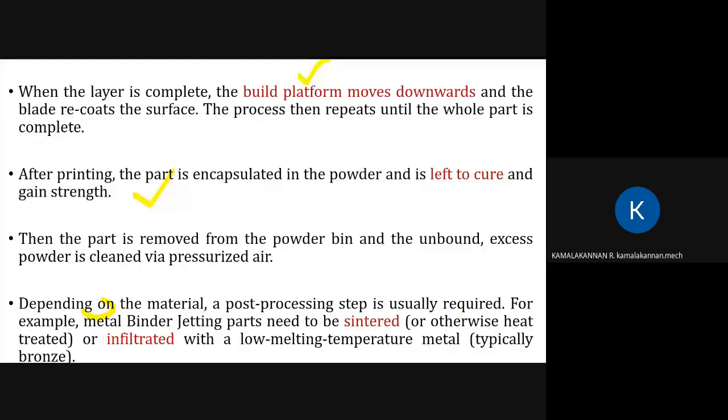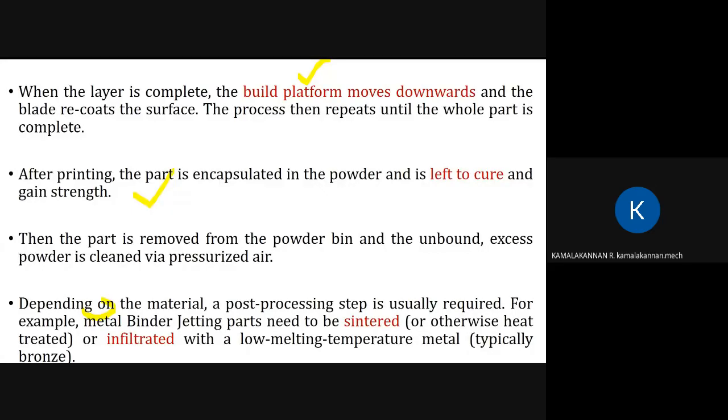They will leave it there for curing. They will take some time. They will leave it for a certain period to have a good curing, and finally you will get high strength and high mechanical properties. That is why they place it encapsulated in the powder.